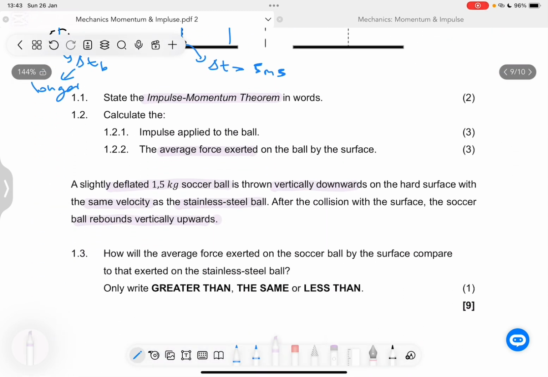The question says, how will the average force exerted on the ball, the soccer ball, by the surface compare? How will it compare to that exerted on the stainless steel ball?